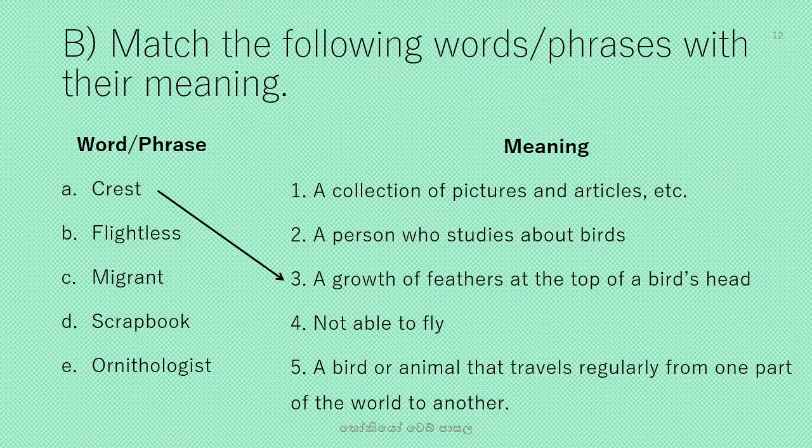So it is a growth of feathers at the top of a bird's head. That means there will be some feathers grown on top of a bird's head. So if there is such growth, we call it a crest, or else we can say a bird has a crest, or else a bird does not have a crest.